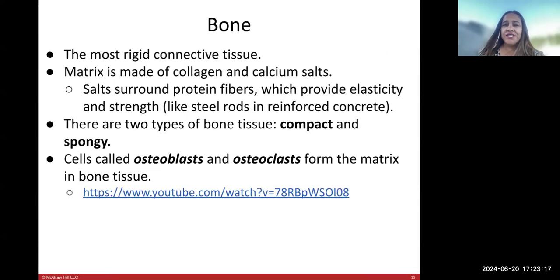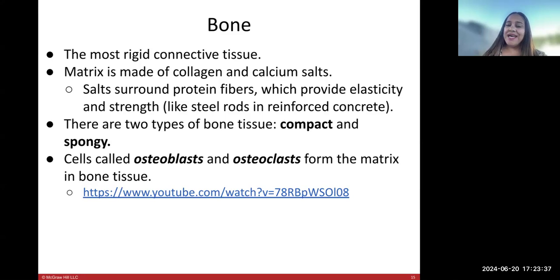Bone is the most rigid connective tissue. Its matrix is made of collagen and calcium salts. Salts surround protein fibers, which provide elasticity and strength, like steel rods in reinforced concrete. There are two types of bone tissue. There's compact and there's spongy, and it's based on how they look and how much space they have in between.